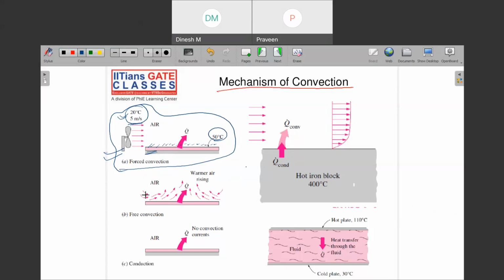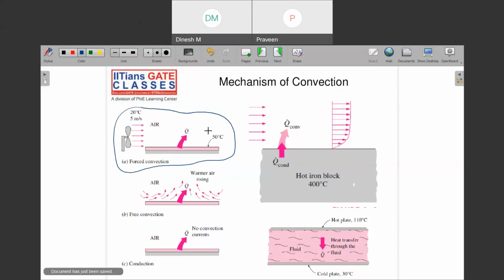This is the physical mechanism that happens in convection: every time there is a surface, and upon that surface there is a bulk fluid motion. We name it bulk fluid motion. There is a fluid having some velocity, it comes into the picture, picks up the heat, and then the next one comes. Here the mechanism to provide the velocity to the fluid, which is air, is a fan, an external source. So that's called convection.